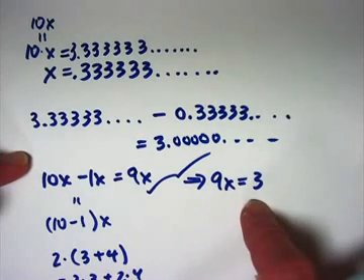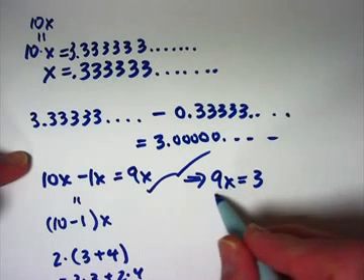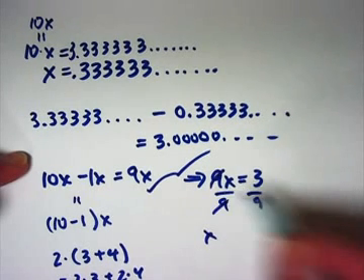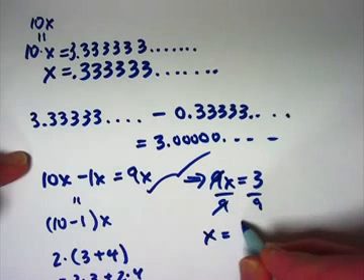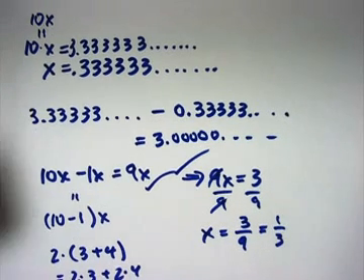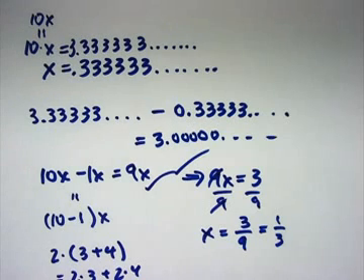9x should equal 3. If I divide both sides by 9, so that the 9's divide out over there, that means x equals 3/9, which is the same as 1/3. So there's an algebraic way to see that that repeating decimal is 1/3. We'll do a harder example in the next video.